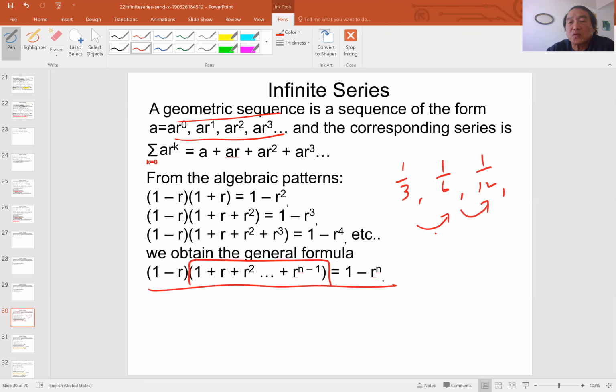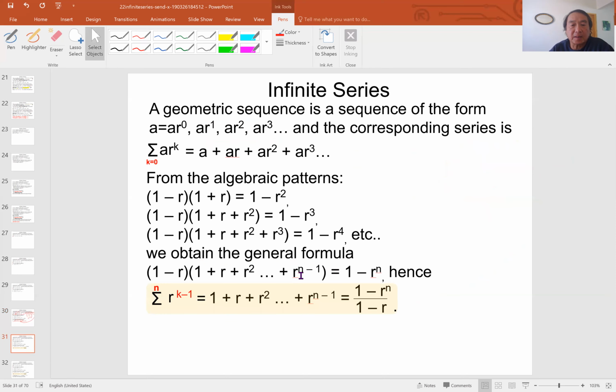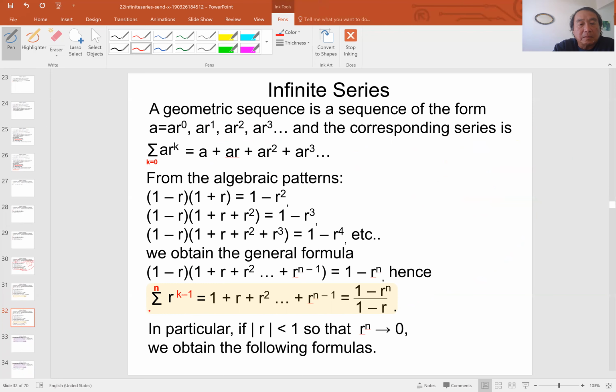So it's a sequence where you multiply by a common number R. In other words, your geometric series looks like this. If you factor out the A, the geometric series means you're adding R, R squared, R cubed, and so on. So this part is the part that shows up in these algebraic formulas. If I isolate that sum, we can write that sum. And be careful, we start out with k equal to 1 to n. That should be filled in there. So I get this geometric sum formula.